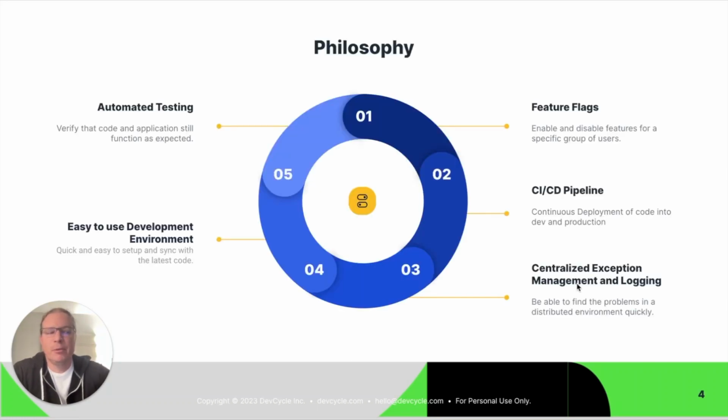Over my time as a development manager, I've worked on the philosophy that there are 5 things a development manager needs to provide their development teams: a CI/CD pipeline, automated testing, centralized exception management and logging, feature flags, and an easy-to-use development environment. For me, these are the key things that I can provide to my team to make them more efficient, effective, and most importantly, happy.